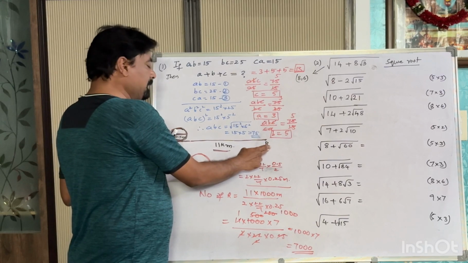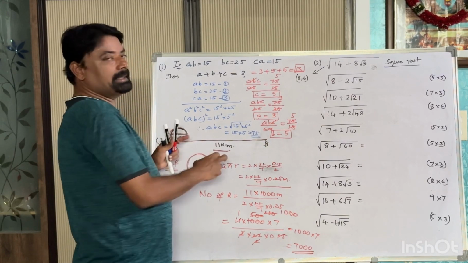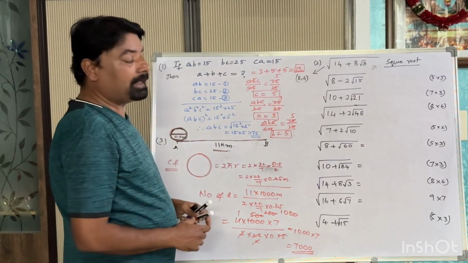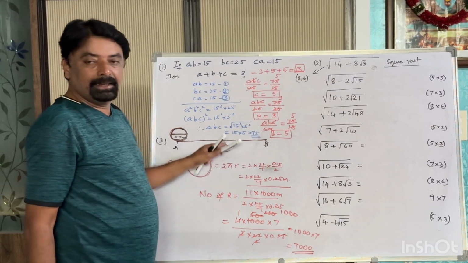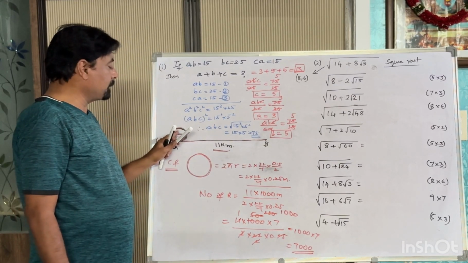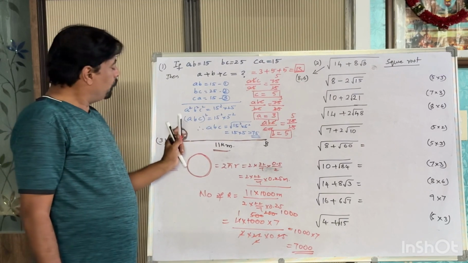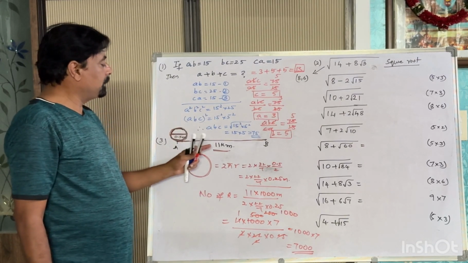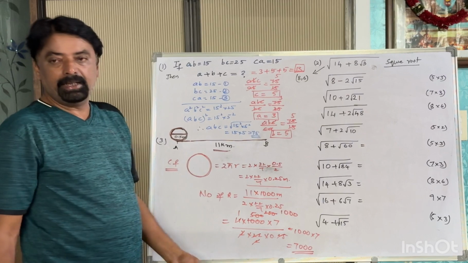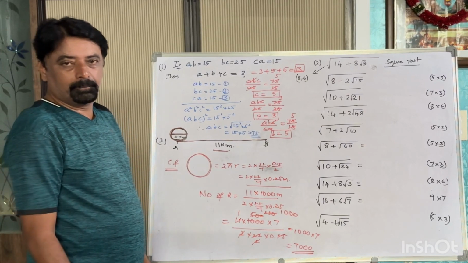So the given distance is 11 kilometers. First, both should be in the same units, then only we will get the correct answer. This is in kilometers and this is in meters. So first you convert this, so both are in meters. So this is one type of question which is very, very important.